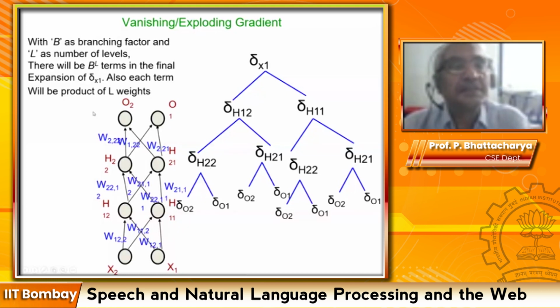So this is the vanishing exploding gradient problem, which can be understood in terms of an exponential tree rooted at delta x1 or delta x2, which are neurons at the input layer. And there are order of b to the power L terms in the final expression, where L is the number of levels and b is the branching factor. So anyway, this kind of discussion with an exponential tree, etc., you probably cannot find in textbooks or papers. So these slides should be important for you.